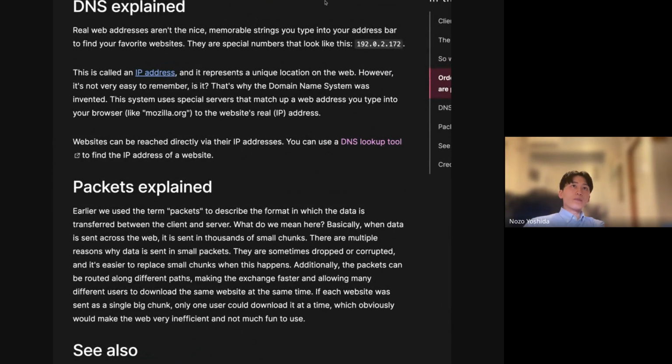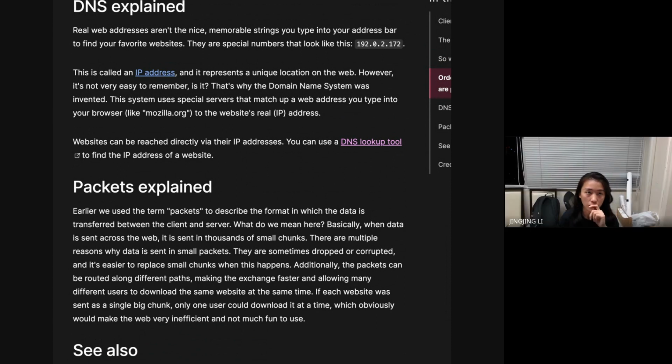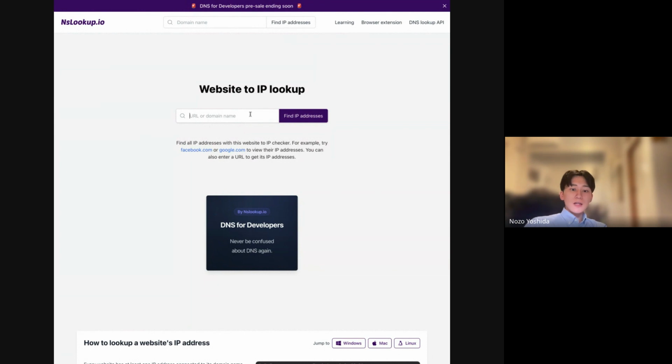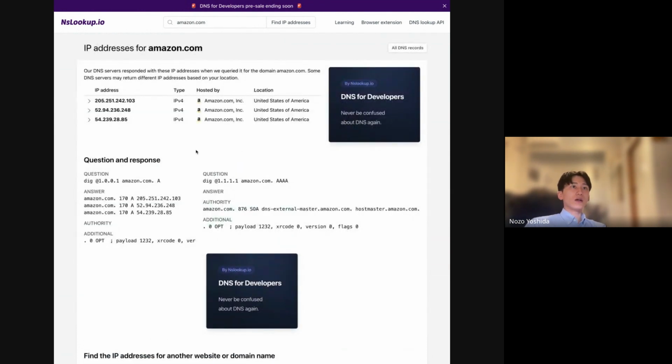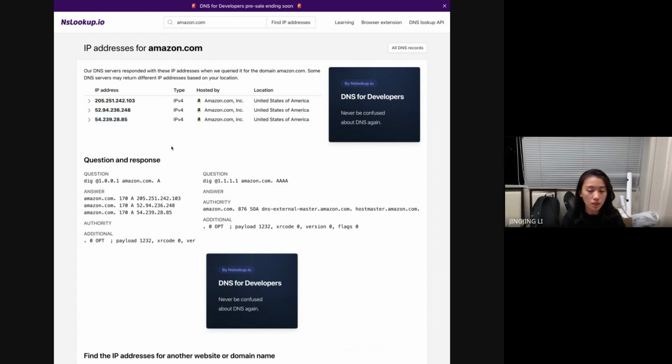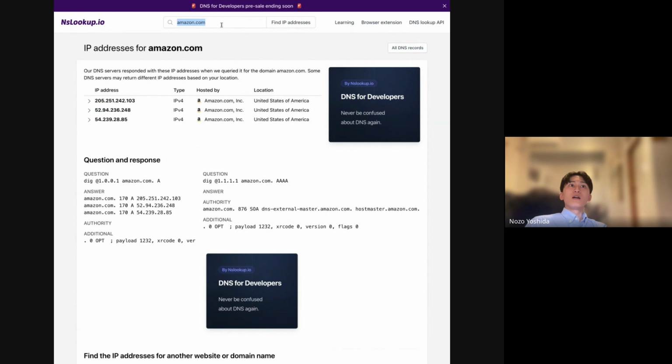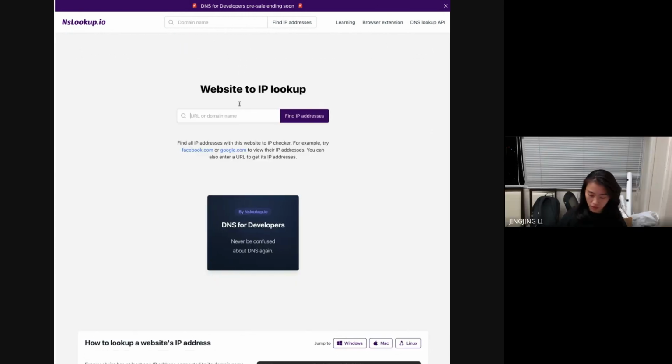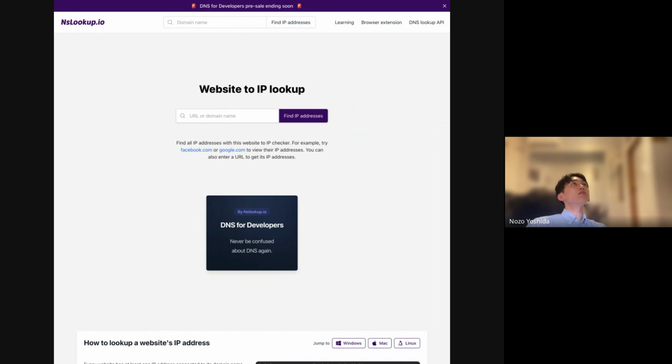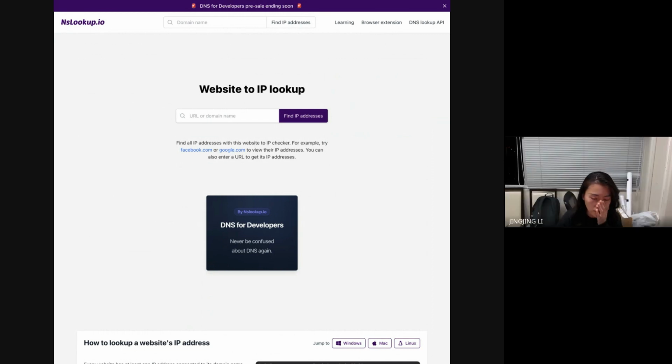This is like a dictionary. It includes the lookup system. So like Amazon.com, you can find the specific location of the website. Amazon.com is a domain name, and this is called a URL. Amazon.com is one of the URLs. URL means uniform resource locator.